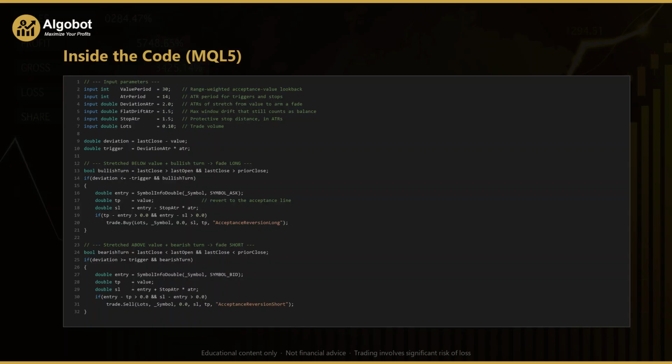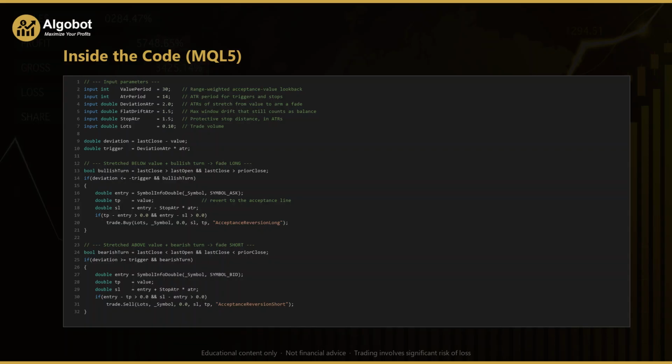Just above the signal blocks, the code computes deviation as the last close minus the value line, and a trigger equal to deviation ATR times the current ATR. Look at the long block. The Boolean bullish turn is true when the last close is above the last open and above the prior close. The condition says, if deviation is less than or equal to minus the trigger, meaning price is stretched below value, and we have that bullish turn, then buy. Entry is taken at the ask. The take profit is set directly to the value line, and the stop is entry minus stop ATR times ATR.